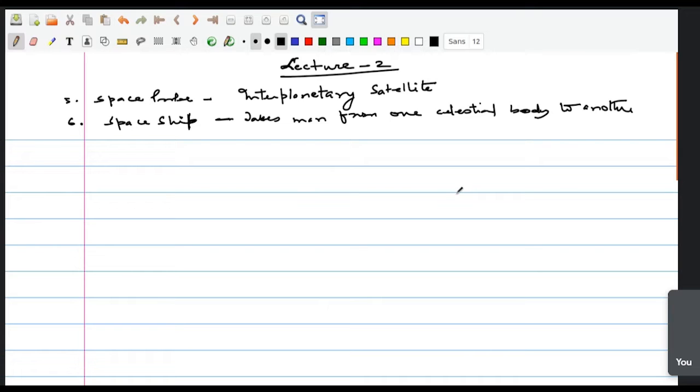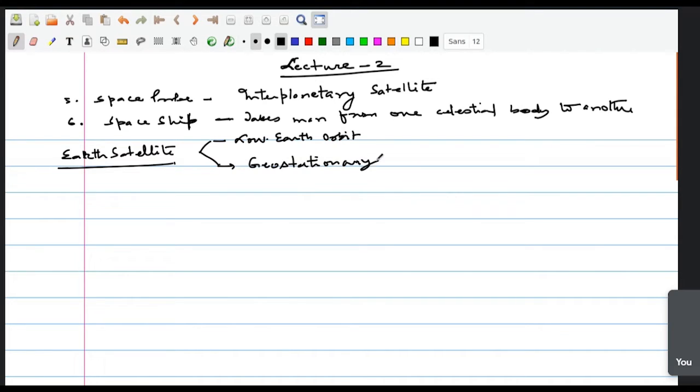What we started yesterday. Now, as far as the Earth satellite is concerned, we have already divided it into many parts according to its applications. But another division comes because of the low Earth orbit satellite. The geostationary. Another one is the Molniya.